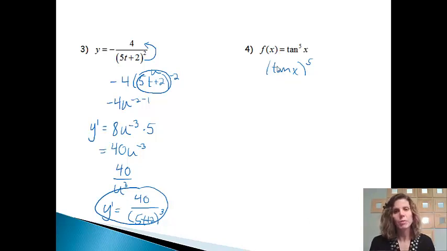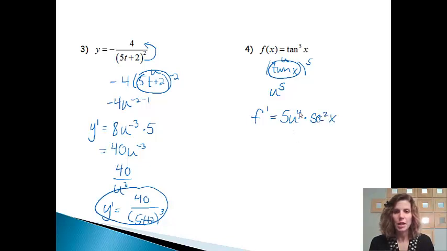So once again, we've got parentheses, we've got our wrapper. So we're going to let the stuff inside be our chocolate. And then we're going to go ahead and rewrite that. So that's actually just u to the 5th. Now I'm ready to take the derivative. So the derivative is going to be 5u to the 4th. And then don't forget, we have to multiply by the derivative of the u. And the derivative of the tangent is secant squared x.